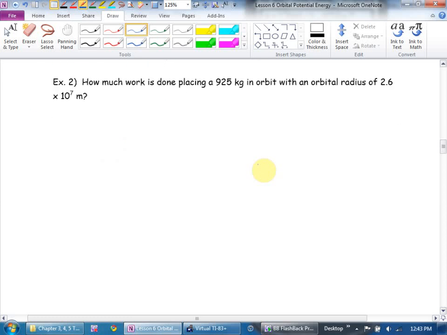How much work is done placing a 925-kilogram satellite? I forgot the word satellite. Whoops. In orbit. I am going to underline the word in orbit. That means it's not standing still. In other words, we have this. Work equals, I like this question. Work equals change in potential plus change in kinetic. It has kinetic energy too.